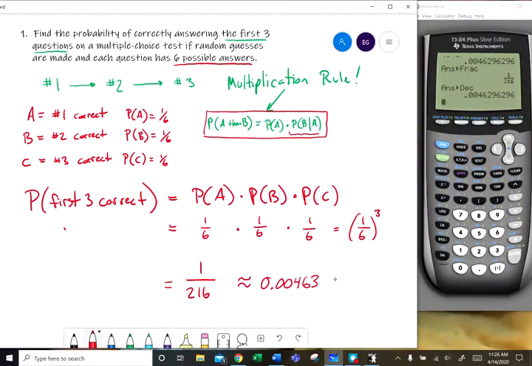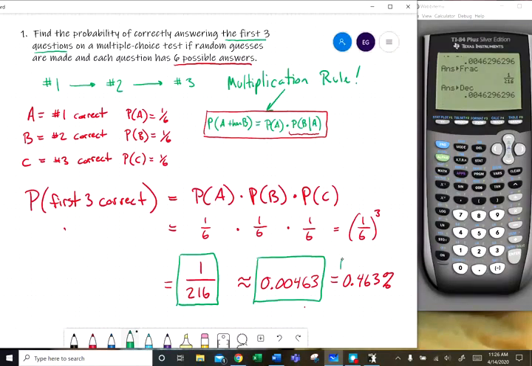And if we wanted to convert that to a percent, we multiply this by 100, so we move the decimal point twice, and that would be 0.463%. It really comes down to the directions on the individual problem. Does it say express the answer as a fraction? As a decimal? Or as a percent? Either way, the chance of guessing all three questions correct is very low, just under 0.5%.